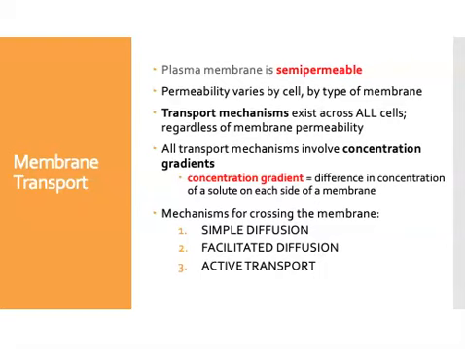Now, the mechanisms that we're going to discuss, the transport mechanisms, are three types. The first one is called simple diffusion. The second one is called facilitated diffusion. And the third one is called active transport. And all three of these transport mechanisms revolve around concentration gradients. And we'll speak about each one separately.